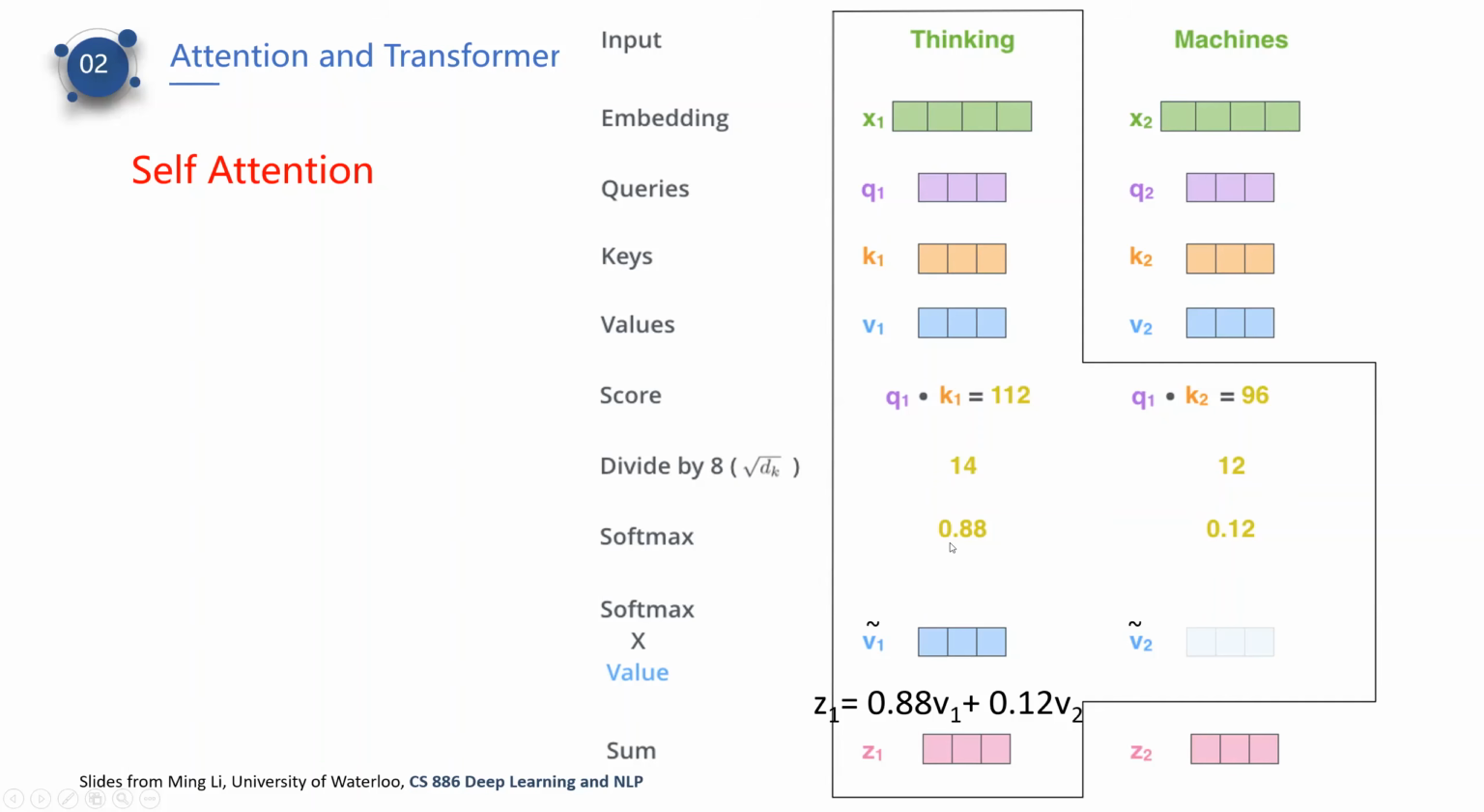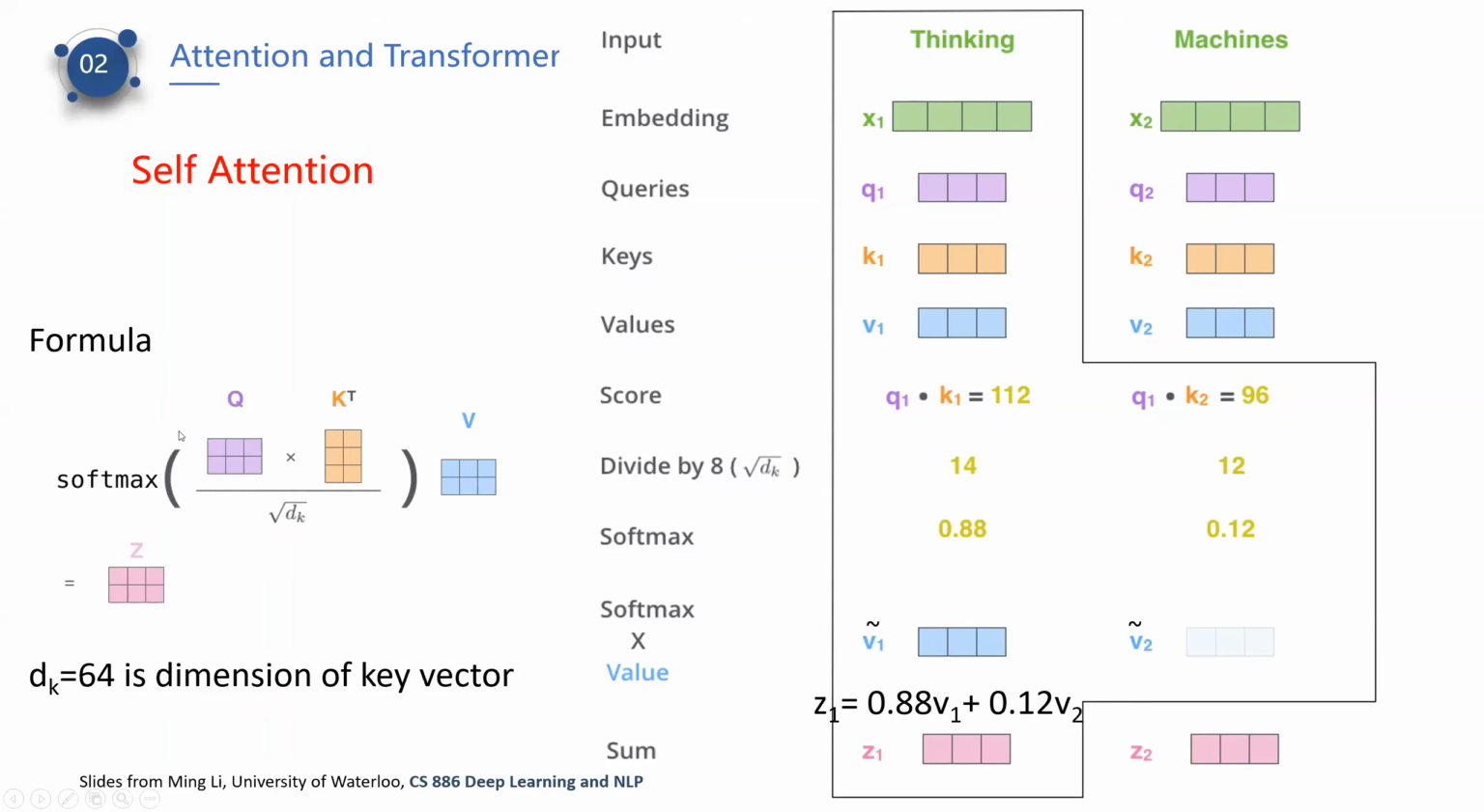Then we will do softmax so that we sum to 1. So it's 0.88, 0.12. Now, after softmax, as you remember, we multiply by V. So that's why 0.88 V1, 0.12 V2. Now this is Z1. Starting from X1, Z1 captures the context of the second word also. So that's the idea, and we're going to do the same thing for the second word.